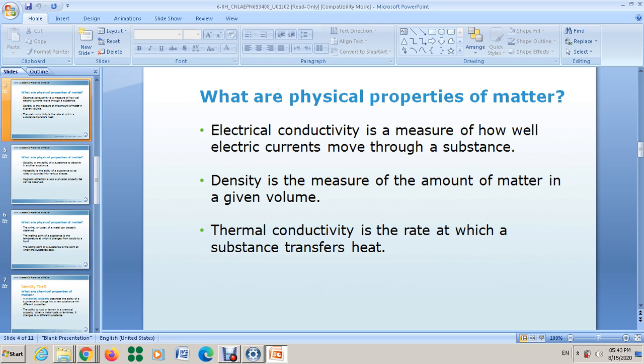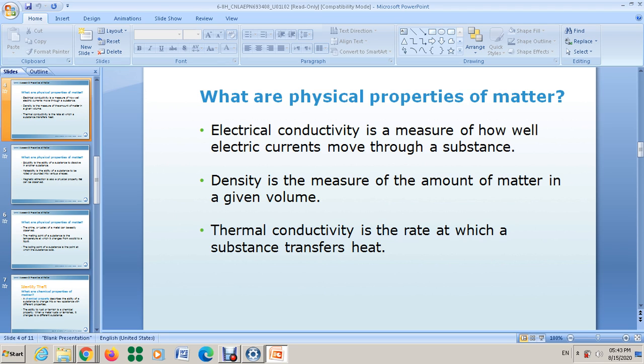Also, the other things considered physical properties of matter. Electrical conductivity is a measure. What is electrical conductivity? It is a measure of how well electric current moves through a substance. For example, copper has the ability to conduct electricity. So conductivity is a physical property, and it measures how well electric current can pass through the copper wire.